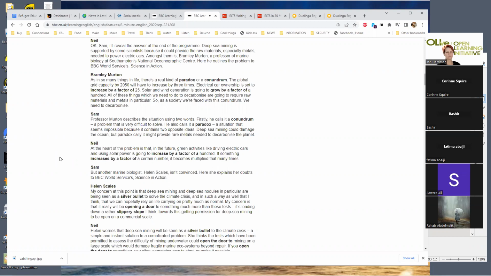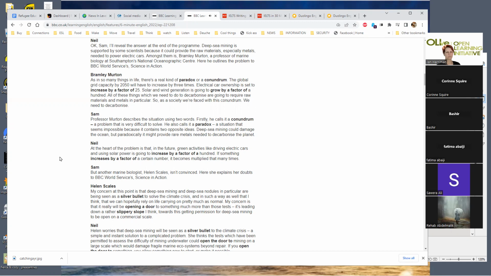We need to decarbonize. Professor Merton describes the situation using two words. Firstly, he calls it a conundrum, a problem that is very difficult to solve. He also calls it a paradox, a situation that seems impossible because it contains two opposite ideas.